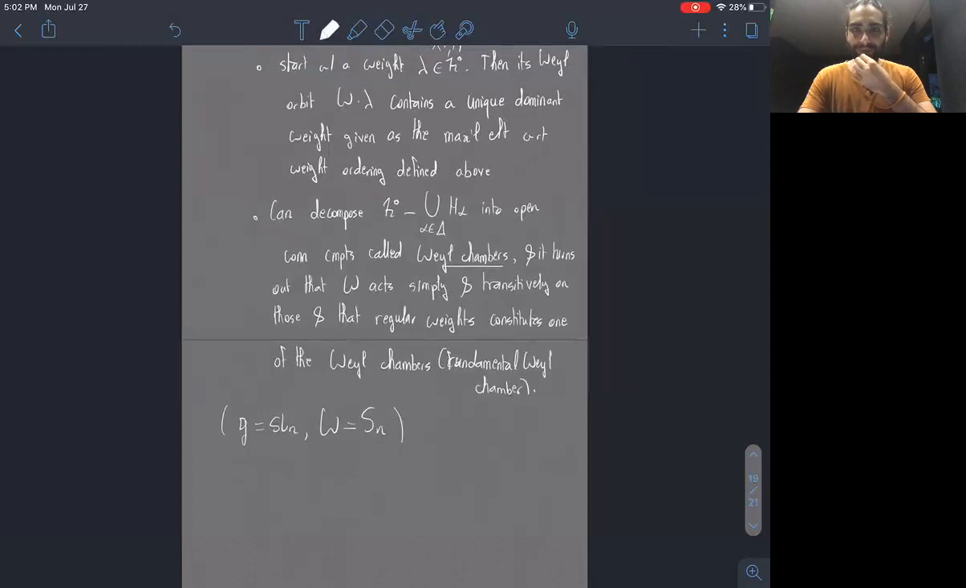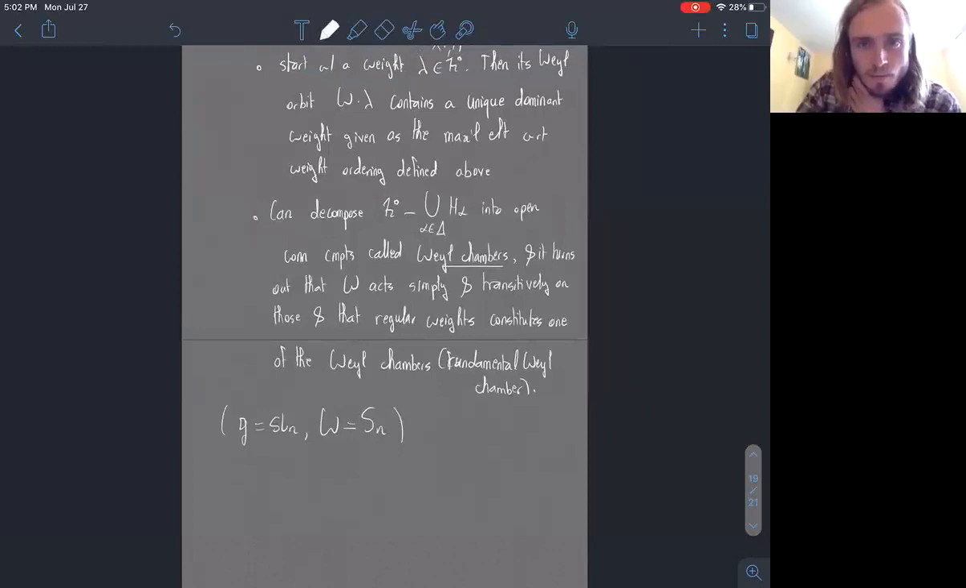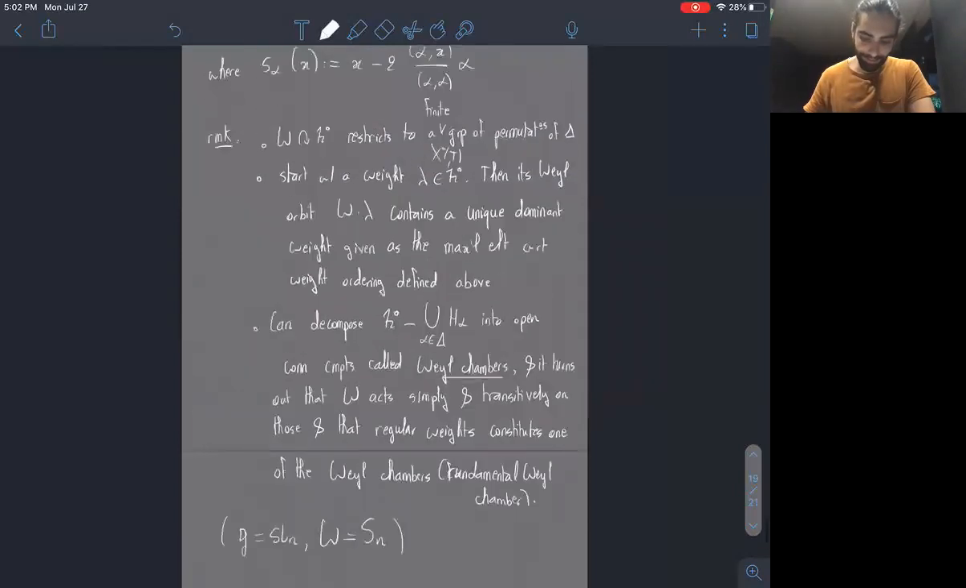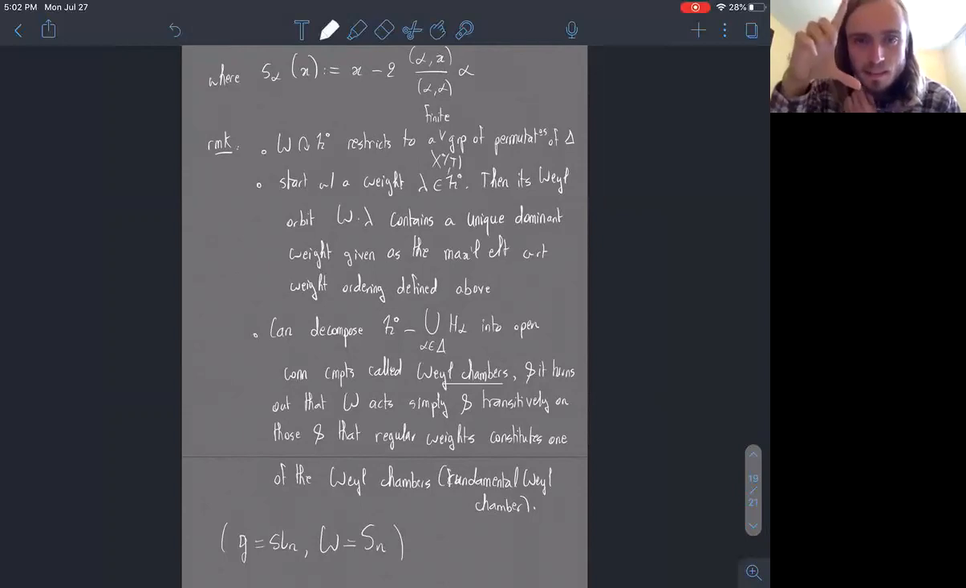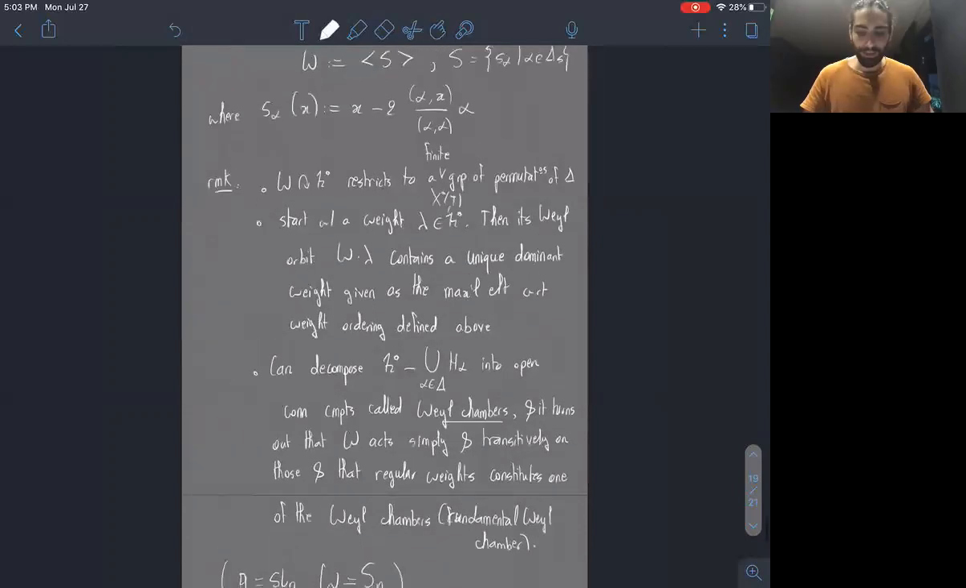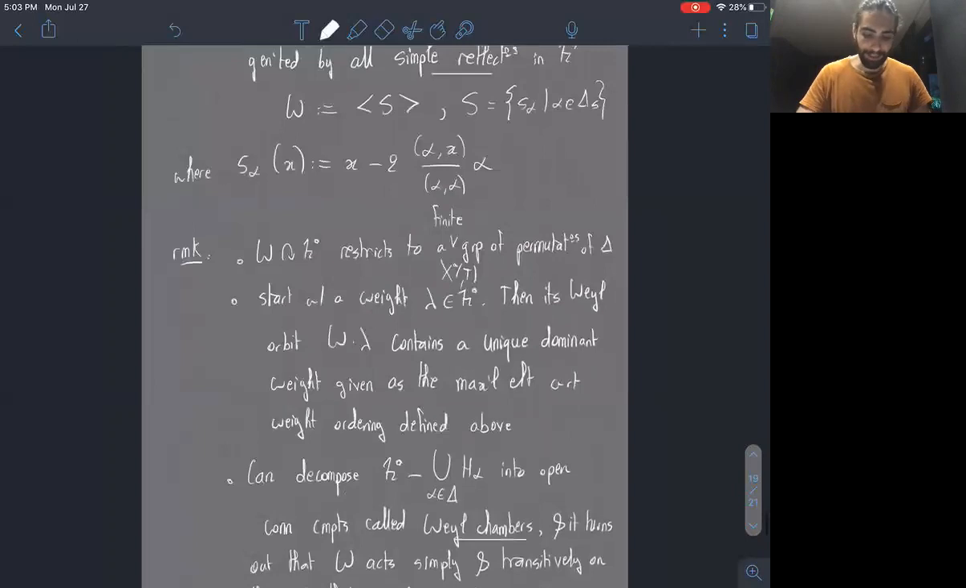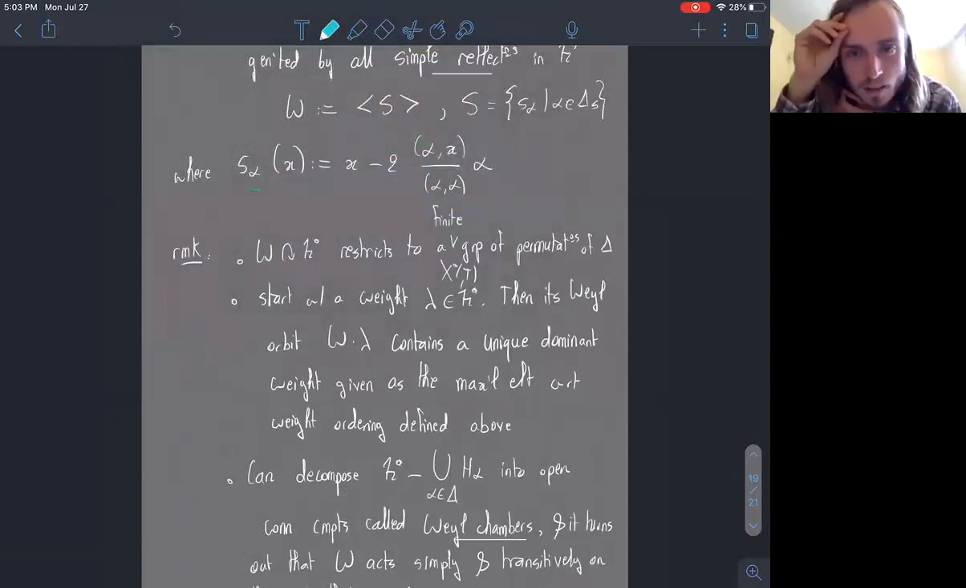I have a question. Yeah. I think I got confused with notation. So when you write the normal parentheses, is that the Killing form? Yes, so this map s_alpha is defined on H star, and when I'm in H star, the parentheses always mean the Killing form. Okay.